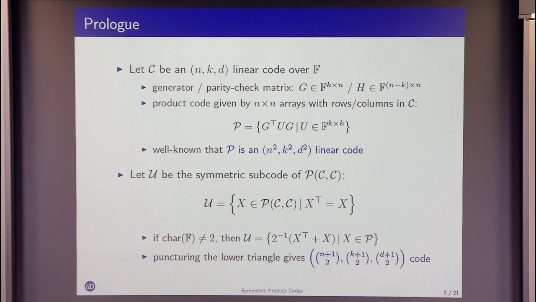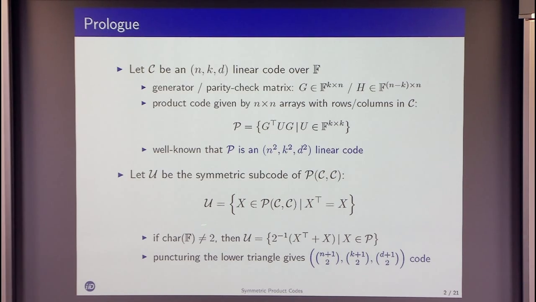What we want to think about is what happens when we look at first symmetric subcodes. So what do I mean? I'm saying my codewords here are these matrices, so I'm going to call them X. So they're n by n matrices. And I'm going to ask for the matrix to be symmetric so that its transpose is equal to itself. Okay. And so let U be the symmetric subcode.